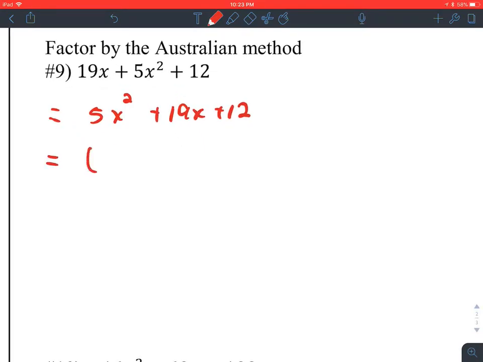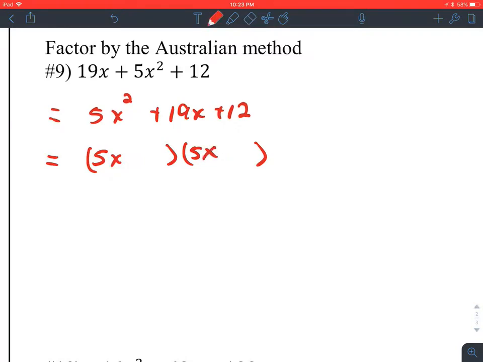The Australian method says we can go right into our binomials, take the lead coefficient with one of the x's, and put that in the first spot of each. The x's come from the fact that x times x is x squared. The 5's come from the lead coefficient.